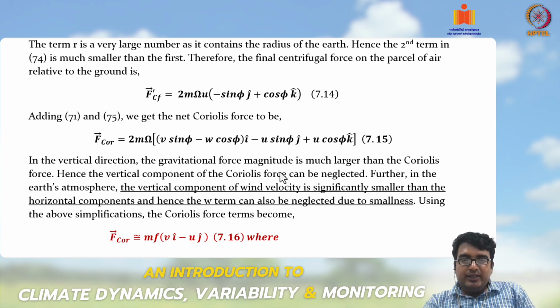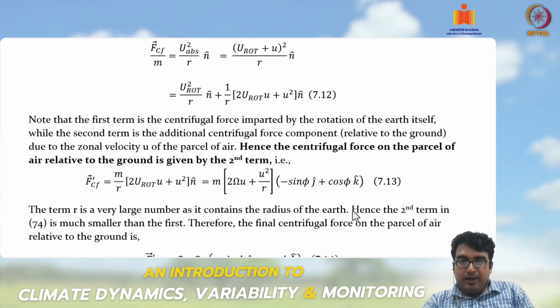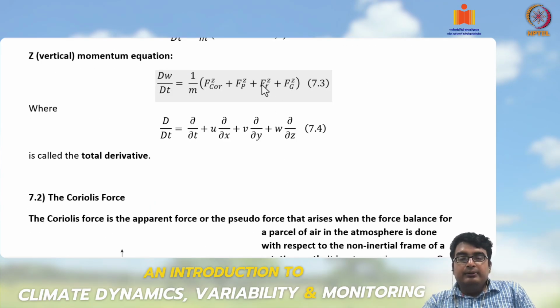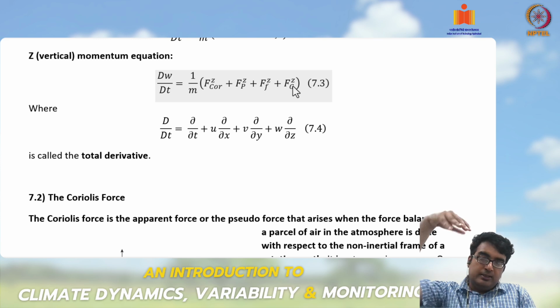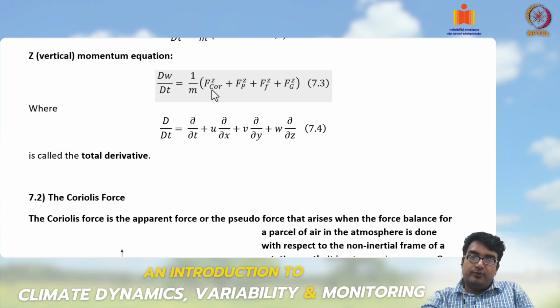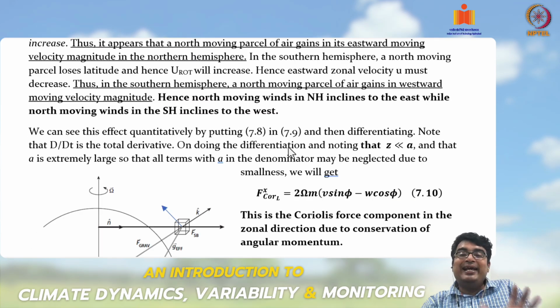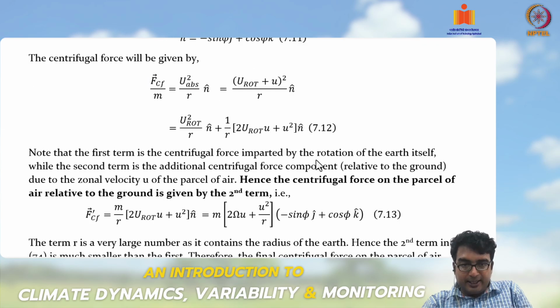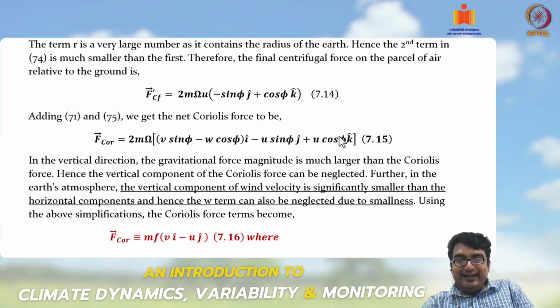In the vertical direction, the gravitational force magnitude is much larger than the Coriolis force. So, if you look at here, this is in the k direction, right? So, here if you see, this F Coriolis Z is much smaller than FGZ, the MGZ term. Okay, the downward gravitational force is much larger than the upward Coriolis force. So, we usually neglect the K component of Coriolis force because gravitational force overwhelms that. Alright. So, we can neglect this term.